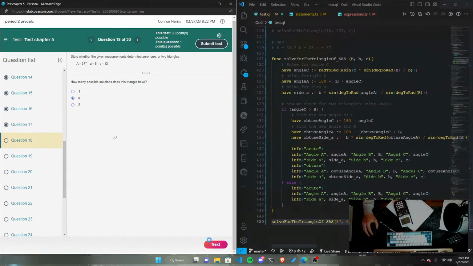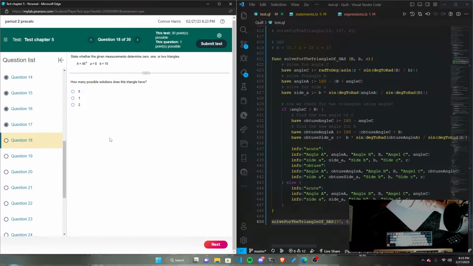Okay, if we can't solve for angle C, then there's no triangle, because every time it just errors out since we're doing the inverse sine. Yeah, so then there's no triangle if we can't do that.